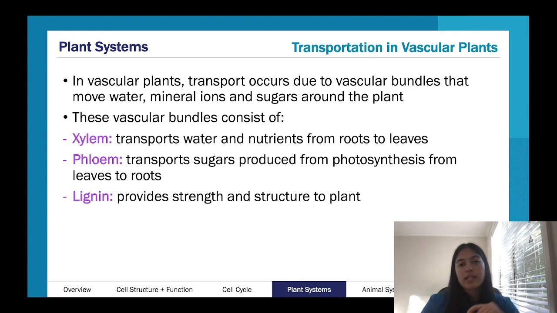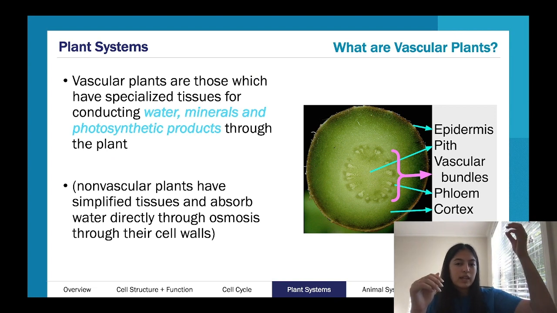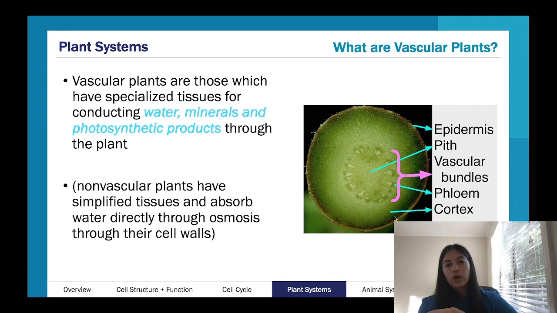So in terms of our transport, as you can see with this cross-section, I guess, this little view that we have, if this is a stem or whatever, I don't know, they go vertically.